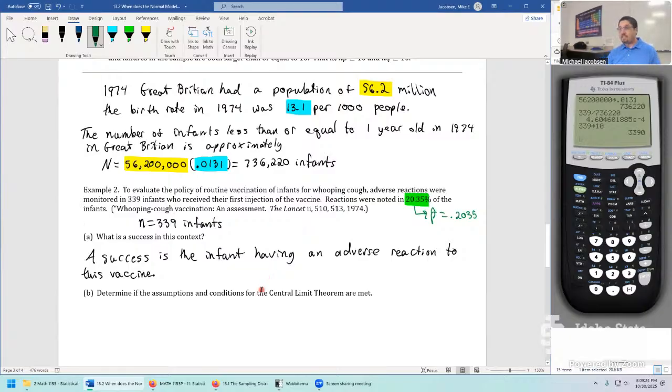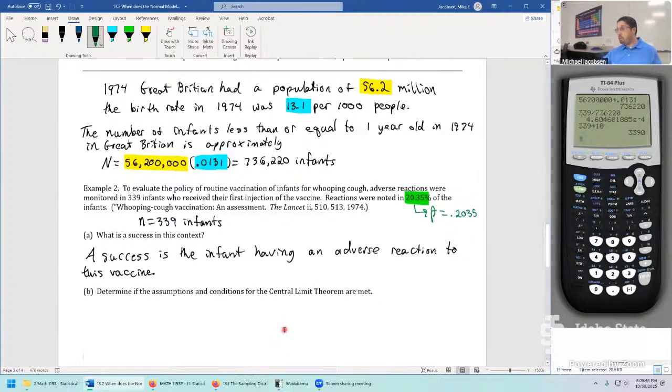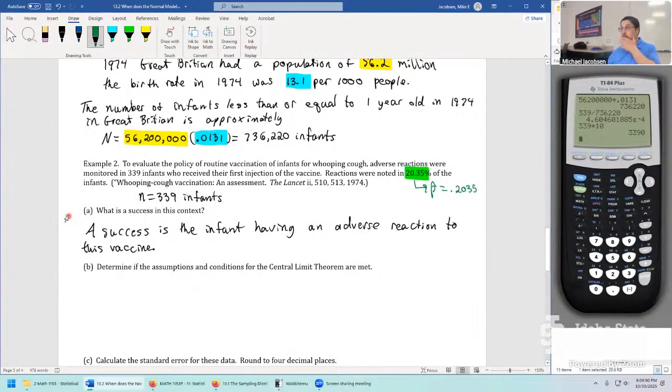So we've got the successes down. We have two elements, the sample size and the proportion of successes in the sample, the p hat value. Now we're going to run through the assumptions and conditions in the central limit theorem, the big last three, and see if the conditions are met this time. But any questions at the moment with part A?